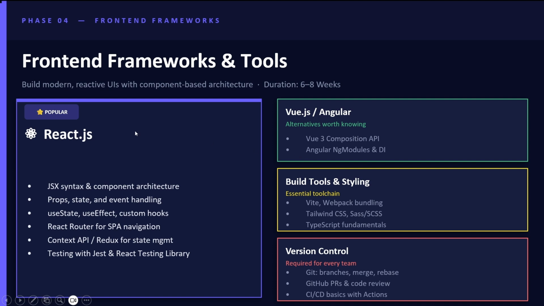So, front-end frameworks and tools. For front-end you should learn React.js. In that you should learn JSX syntax, component architecture, props, state, and event handling, useState, useEffect, custom hooks, React Router for SPA navigation, Context API, Redux for state management. These are the things you should learn in React.js. And after that, Vue.js and Angular are alternatives worth knowing. And you can learn build tools and styling essentials like Tailwind CSS and TypeScript fundamentals. Version control, guys, is very important for everyone, whether you do web development or some other courses. Git, with branches, merges, rebases, and GitHub, which hosts your projects and code.